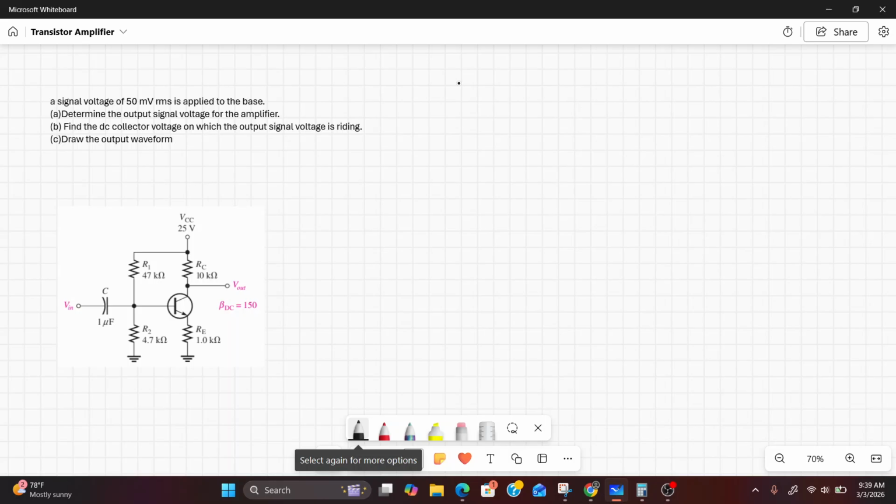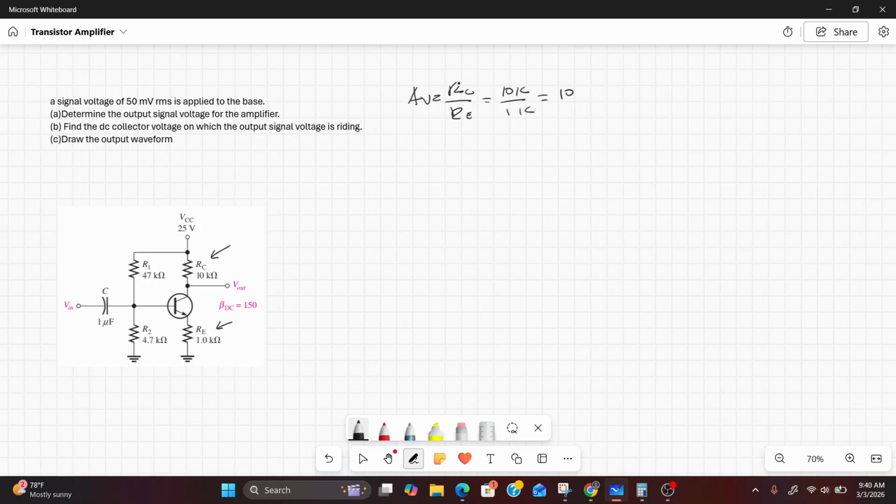Output signal first. In order to calculate that, we need to find the gain of the amplifier. So the gain is RC over RE, resistor of the collector over resistor of the emitter. So that is 10K over 1K equals 10. That is the gain of the amplifier.